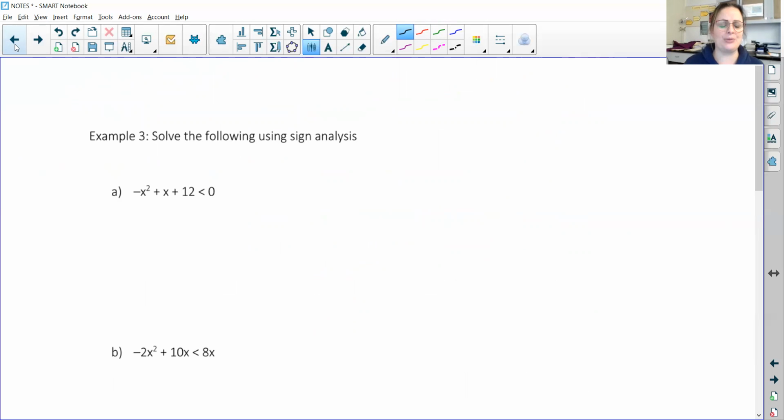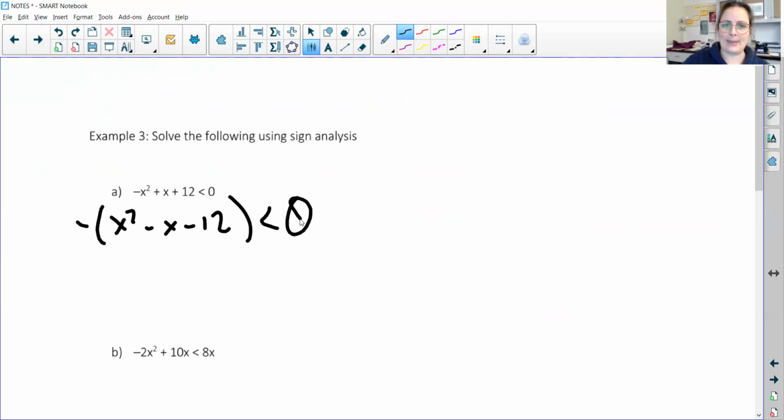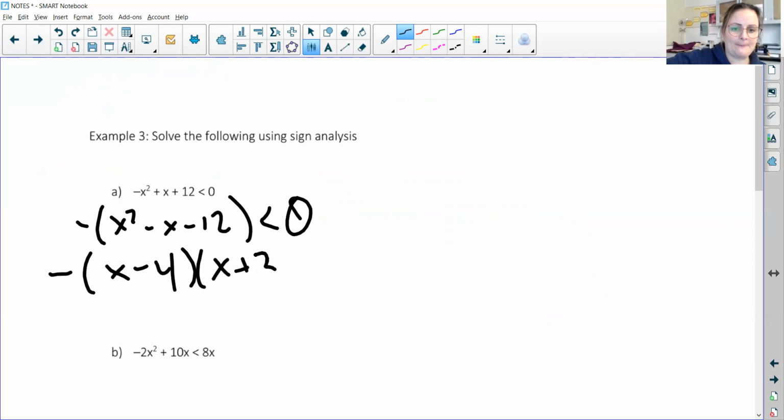Okay, so let's look at example 3a. You have a negative in the a position. So the first thing you're going to do is factor out that negative, and it's going to become a positive x squared minus x minus 12. Okay, and then you're going to factor that quadratic in the brackets. Two numbers is going to be x minus 4 and x plus 3, less than 0.